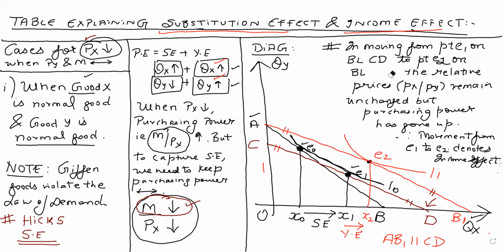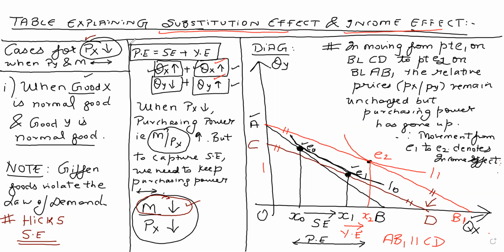So guys, what we have learned is that movement from E0 to E1 denotes the substitution effect. Movement from E1 to E2 denotes the income effect. If I talk about good X, by the substitution effect good X is rising, and by the income effect also good X is rising. And movement from E0 to E2 denotes the price effect. Price effect clearly is the sum of the substitution effect and the income effect. So I hope all students have understood this.